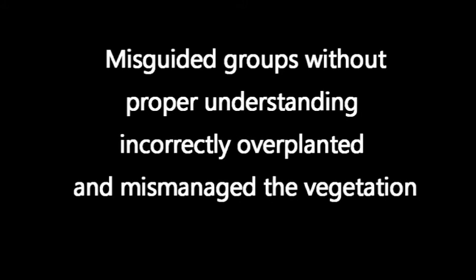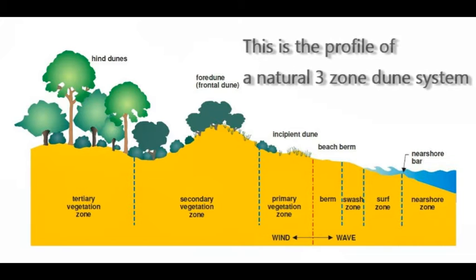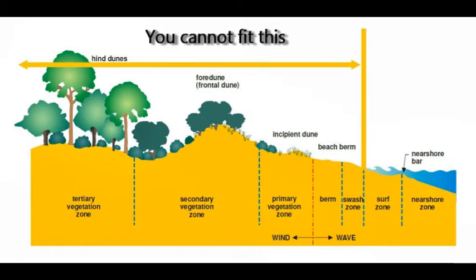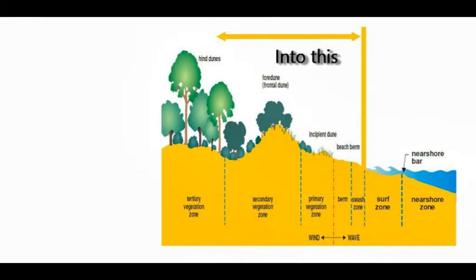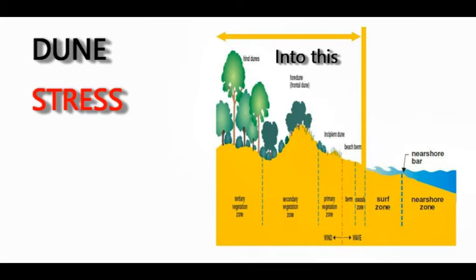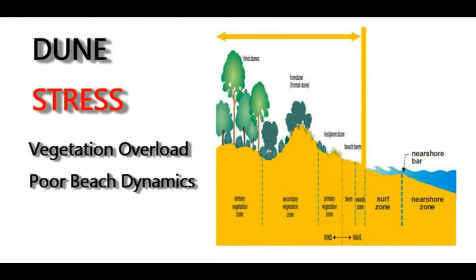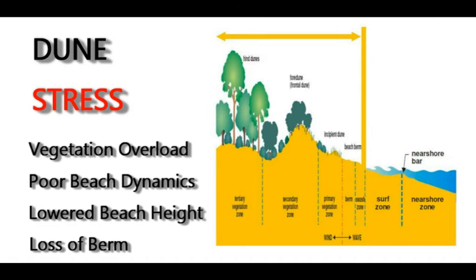Misguided groups without proper understanding incorrectly overplanted and mismanaged the vegetation. This is the profile of a natural three-zone dune system. This is where Collingwood Beach fits. You can't fit this into this. You get dune stress, causing vegetation overload, poor beach dynamics, lowered beach height, and loss of berm.